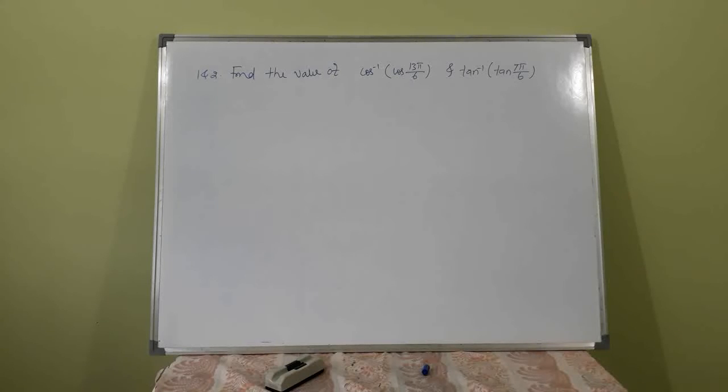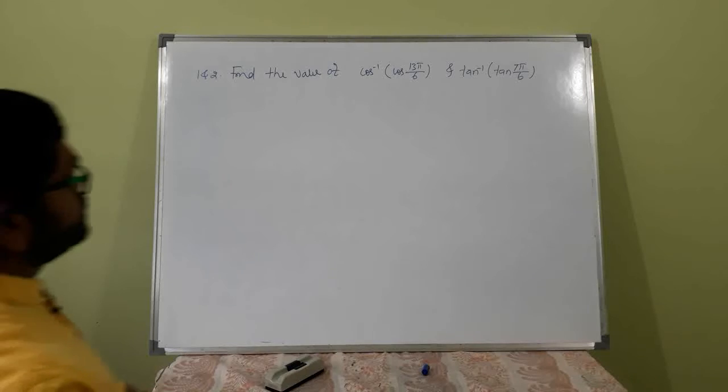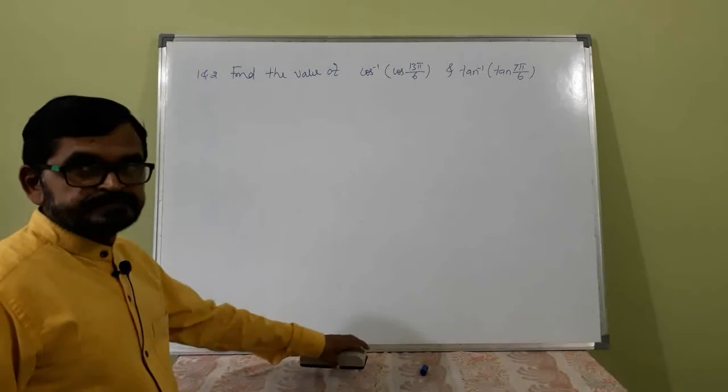Let us consider some more examples from miscellaneous exercises in this inverse trigonometric function unit. This includes the first and second question. The question is common to both. Find the value of the first one, cos inverse of cos 13π by 6, and tan inverse of tan 17π by 6.